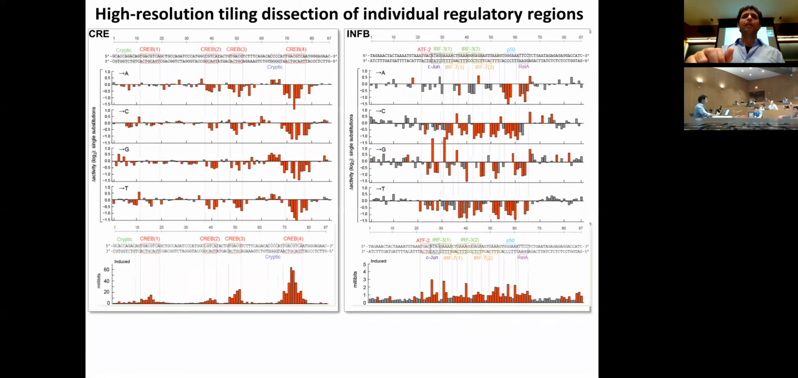Alternatively, what I could do is use a different version with a single nucleotide change at every one position of the same construct. So here I'm taking the CRE promoter, and here I'm taking the INF beta promoter. And for every single one of them, we can basically ask, what is the effect of testing that entire sequence minus this particular nucleotide, where I'm going to now change every position into an A, into a C, into a G, or into a T.